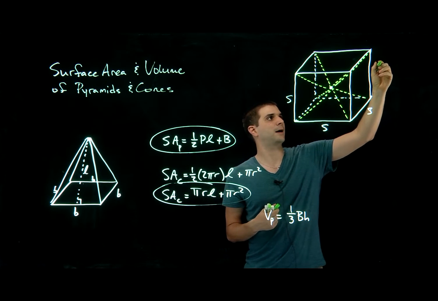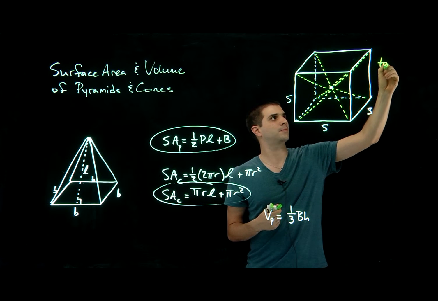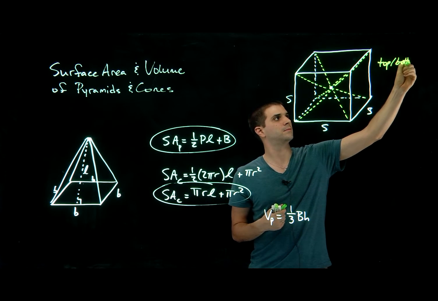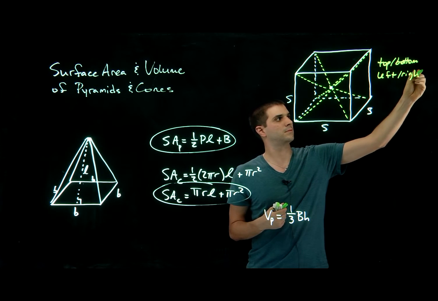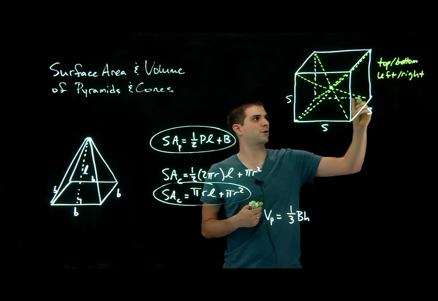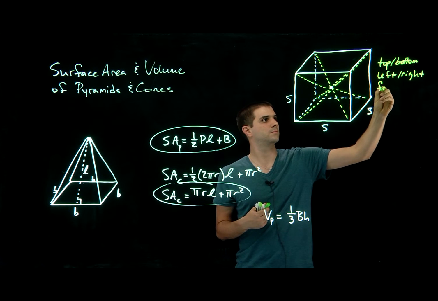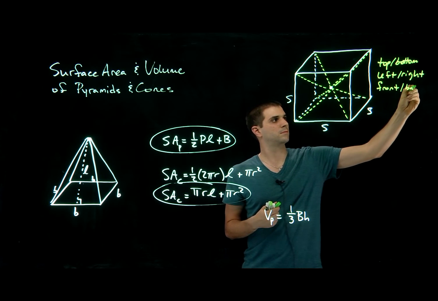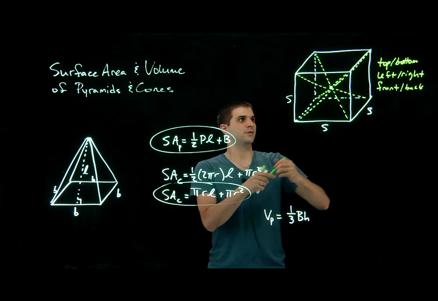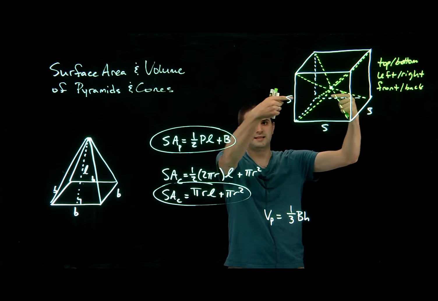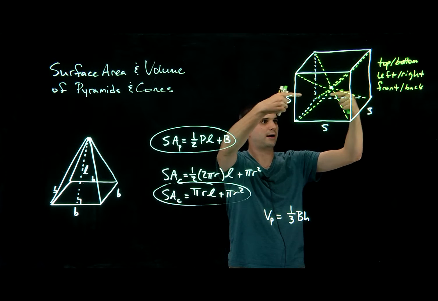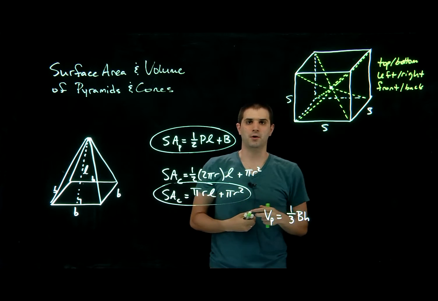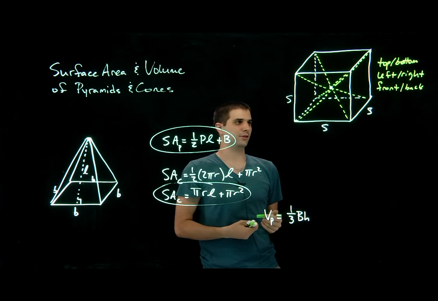There's top and bottom, there's left and right, and there's front and back. So there's these two, there's these two, and there's these two. Top and bottom, left and right, front and back. All right. So hopefully you can see that a little bit.